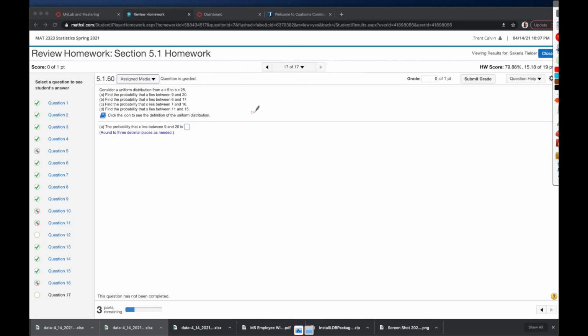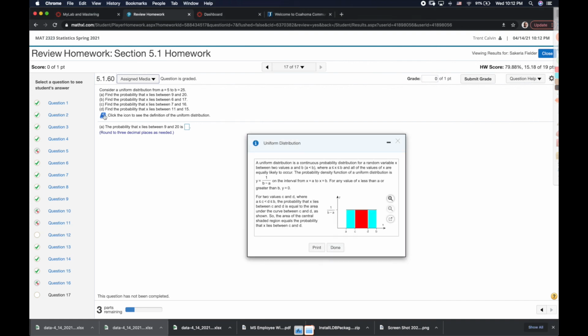Okay, so think about this. The uniform distribution from A equal to 5 to B equal to 25. Part A says find the probability that X lies between 9 and 20. So basically, I'm going to use the definition we just did in the previous problem. My height, or my length, is 1 over B minus A. My width is going to be between C and D. I'm looking for this red area. It says X lies between 9 and 20. And so we're going to let C be 9 and D be 20. And let's figure out what we got.